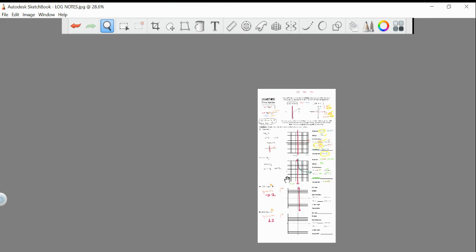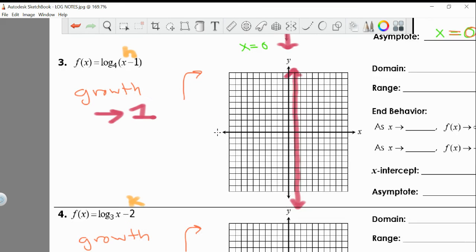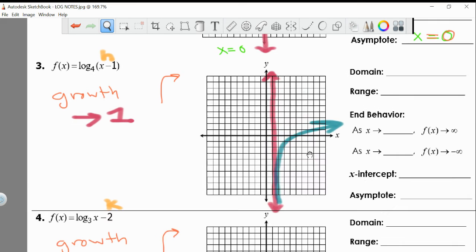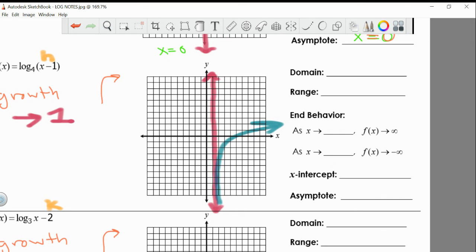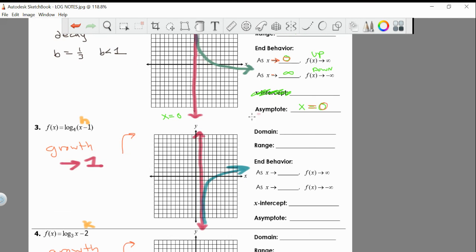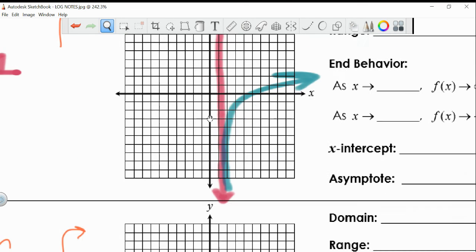Perfect. You're the man. So let's go back to number 3. Remember, we've been moved right 1, and so that has shifted our asymptote 1. Our graph is still a growth graph, still going to be growing in that type of direction. And our answers are going to be very, very similar to the question right above us, where we had 0, 0, 0, except this time we've got x equals 1, because our asymptote has been moved to a positive 1.